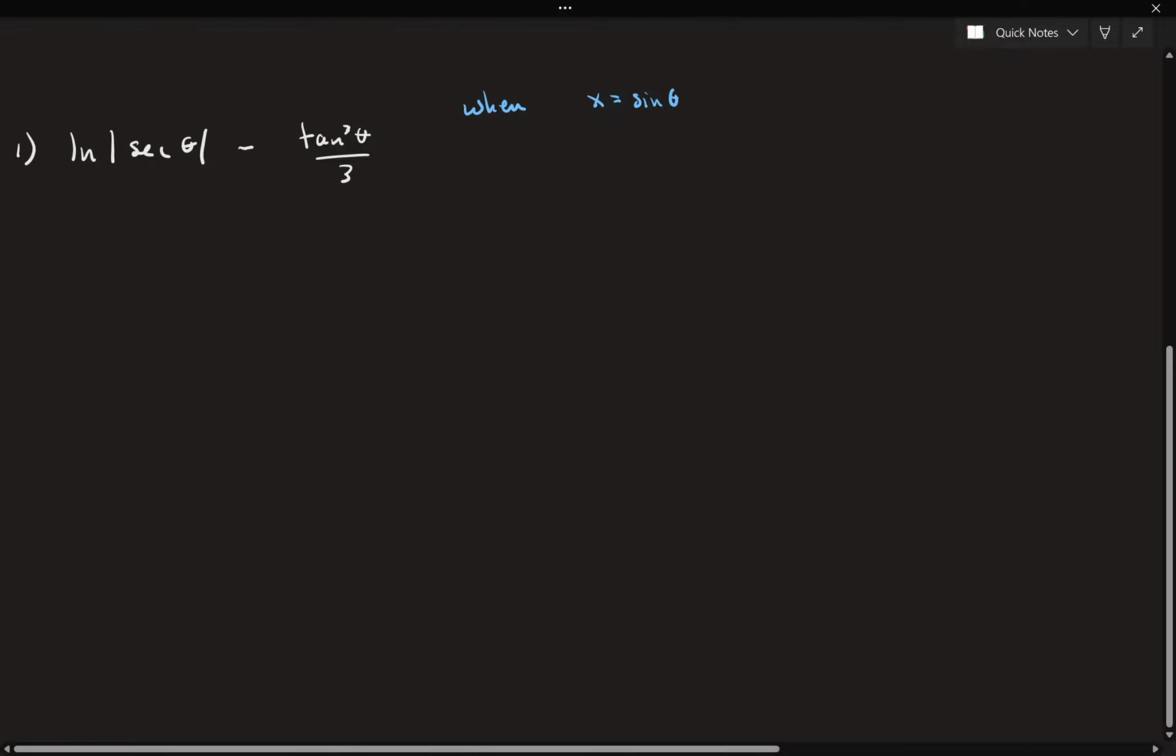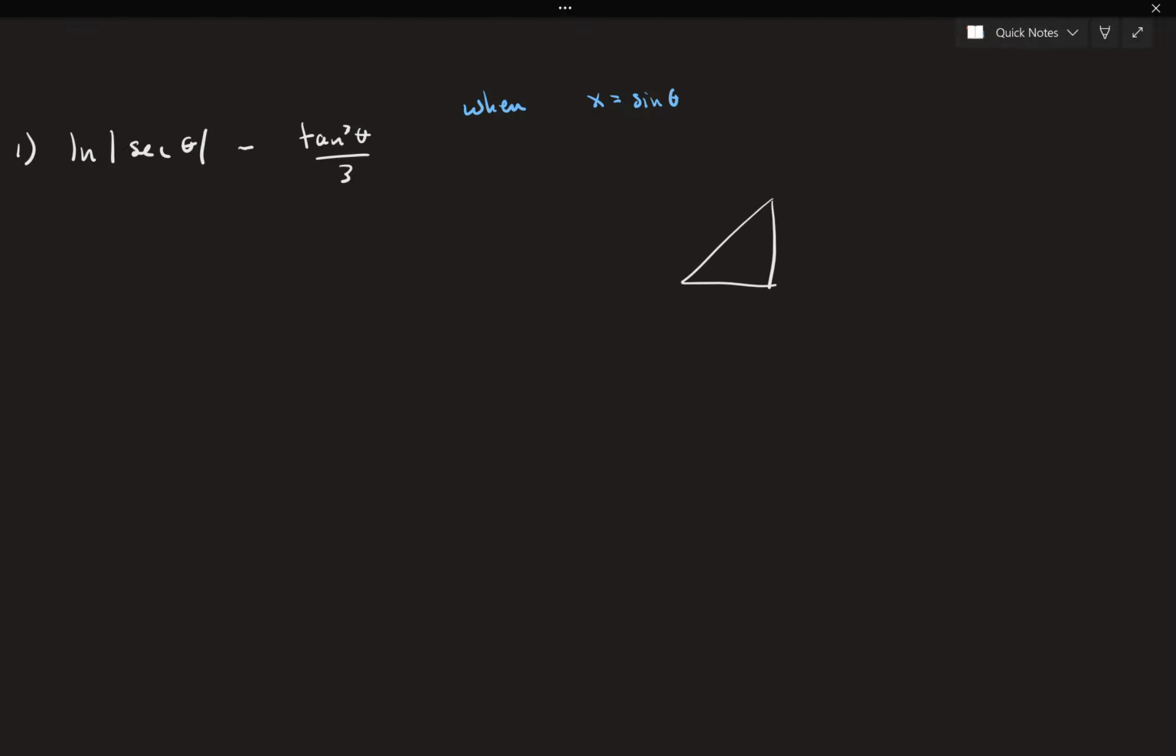Perfect. So if x is sine theta, I always have to draw a triangle to figure out all the other trig functions. I have to isolate the trig function. Sine theta has to be a fraction, because sine is opposite over hypotenuse. So x is just x over 1. So that's going to become opposite over hypotenuse. Pythagorean theorem gives me square root of 1 minus x squared. You can check that if you want.